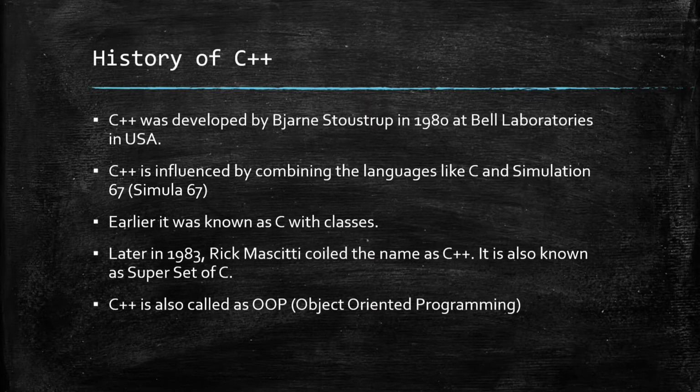C++ is also called OOPS. OOPS is nothing but object oriented programming. This programming is based on objects, meaning real world entities. An object is nothing but an entity in a programming language. So C++ is object oriented programming. It's not like C. C is structure oriented programming, that's nothing but procedural programming. But C++ is based on OOPS, that is object oriented programming, which deals with real world problems.